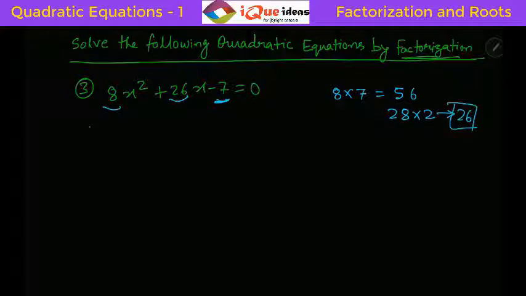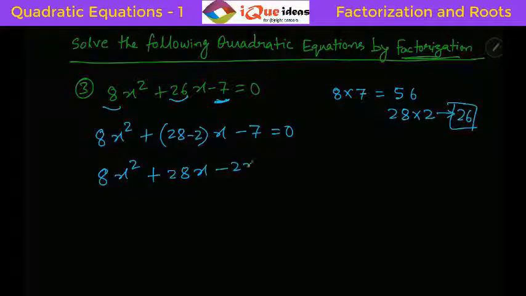Right? So here we can take 8x squared plus, in place of 26 we can take 28 minus 2 x minus 7 equal to 0. If you open it, you will get 8x squared plus 28x minus 2x minus 7 equal to 0. From 8x squared and 28x, you can take 4x common. You will be left with, from 8x squared, if 4x is gone, you will get 2x. From 28x, if 4x is gone, we will get plus 7.